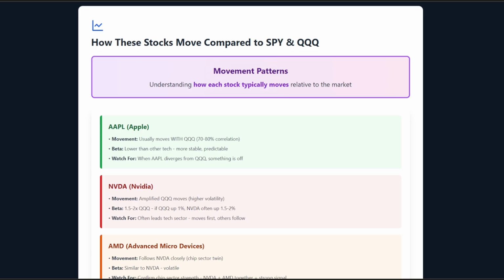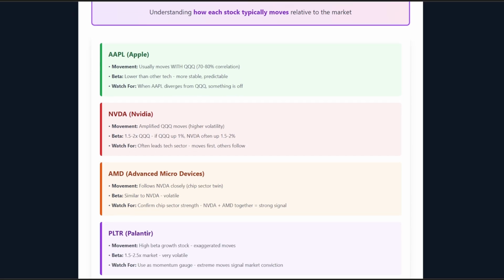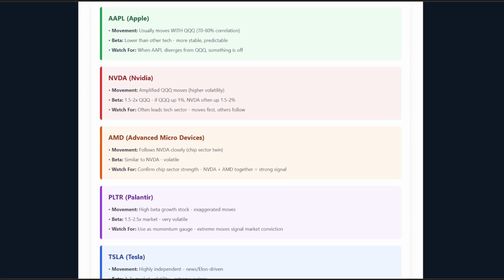We have NVIDIA, movement amplified QQQ moves, so higher volatility, of course. NVIDIA is a very big market mover, guys. Very big market mover. If NVIDIA moves, the market will move. 5 trillion market cap. It's the biggest thing in the market. It really gives you the whole tell for tech.